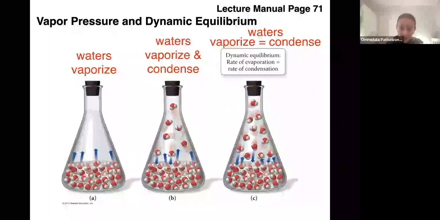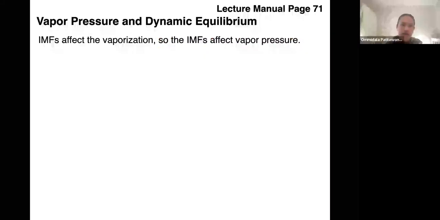Okay, so the pressure above this liquid at this point is what we refer to as vapor pressure. Again, vapor pressure refers to the gas above the liquid. The pressure of the gas above the liquid is what we refer to as vapor pressure. So now we know what vapor pressure is. The next thing we're going to take a look at is how the IMF affect the vapor pressure.